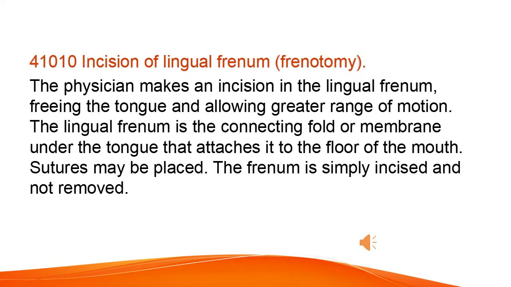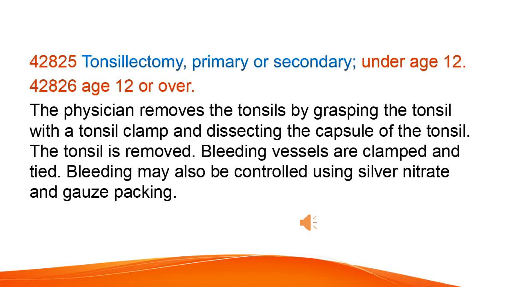Tonsillectomy, primary or secondary, under age 12. Age 12 or over. The physician removes the tonsils by grasping the tonsil with a tonsil clamp and dissecting the capsule of the tonsil. The tonsil is removed. Bleeding vessels are clamped and tied. Bleeding may also be controlled using silver nitrate and gauze packing.